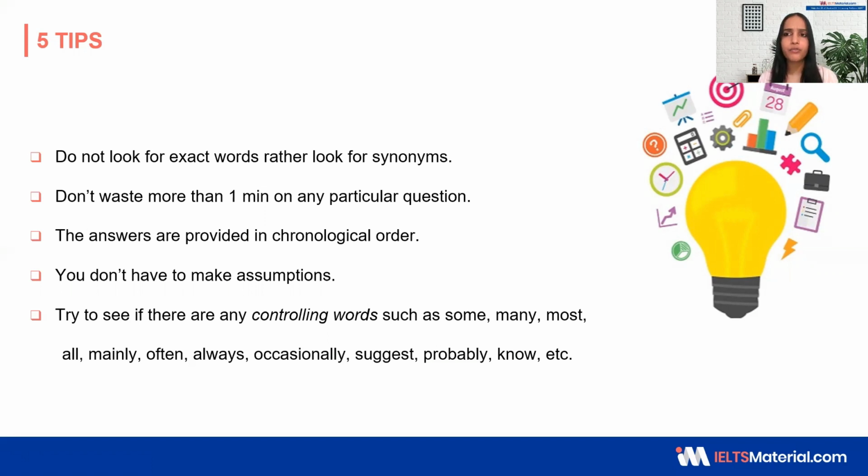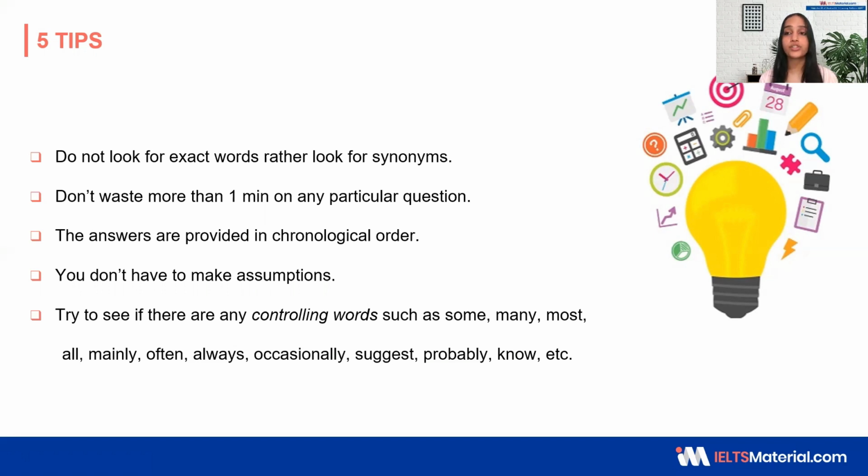So let's say that you found the answer of the first question, and let's say you found the answer of the third question. So what you need to keep in mind is that the answer of the second question will definitely lie between the answers of the first and the third question. And in case you don't find any answer, clearly it's going to be not given. As I stated earlier, don't make assumptions because you're just dealing with the factual information given in the passage. So leave your guesswork aside.